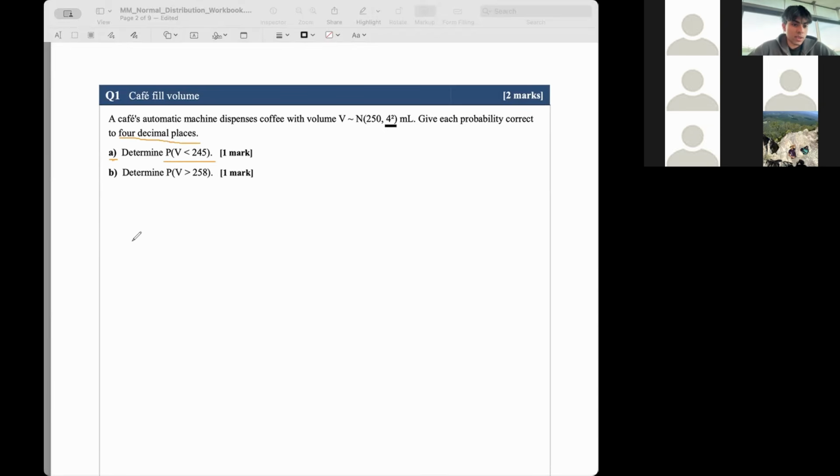The first thing, as for any normal distribution question, is you draw this curve, and the peak will be right there. That will be your mean value, which in this question is denoted by this first number here, which is 250. And our standard deviation is the square root of 4 squared, which is of course 4. So one standard deviation is 4.